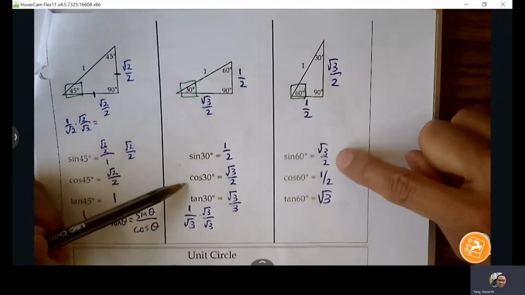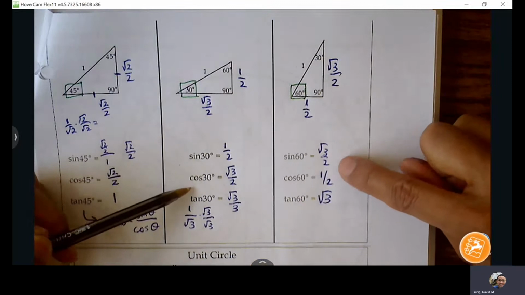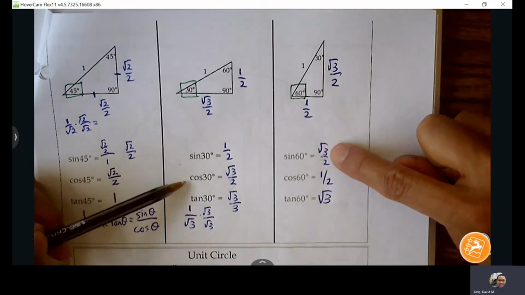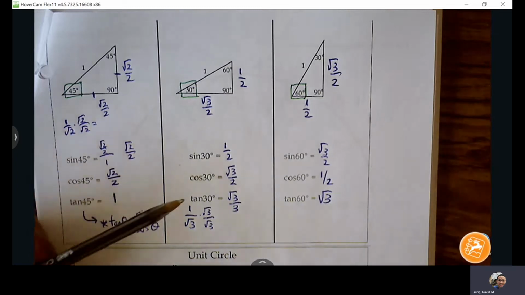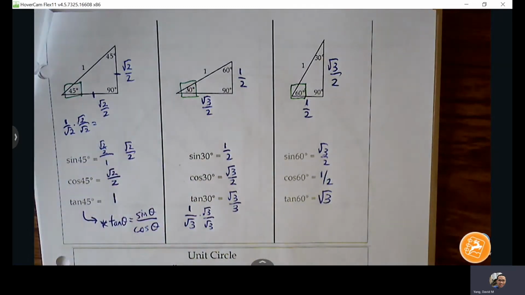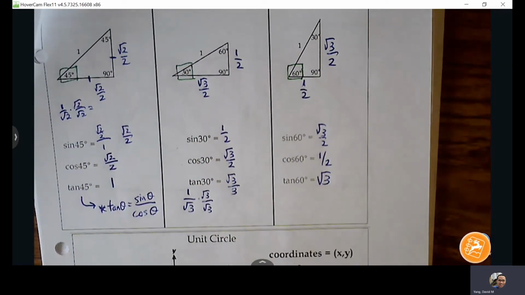You see that similarity here between the 30-degree angle and the 60-degree angle? The cosine of 30 equals sine of 60. Sine of 30 is equal to cosine of 60. We're going to see that relationship more and more when we talk about graphs. But right now, I just want you guys to observe that.